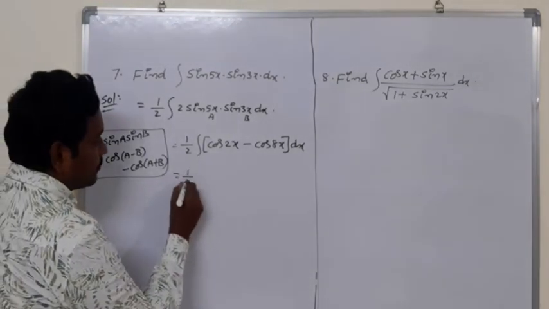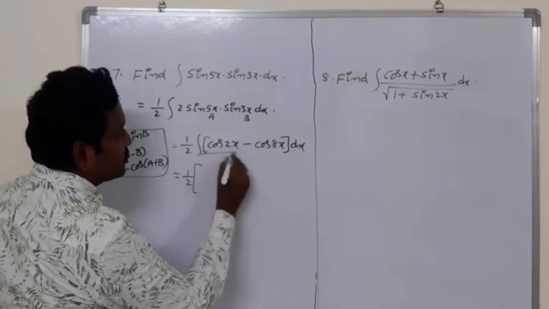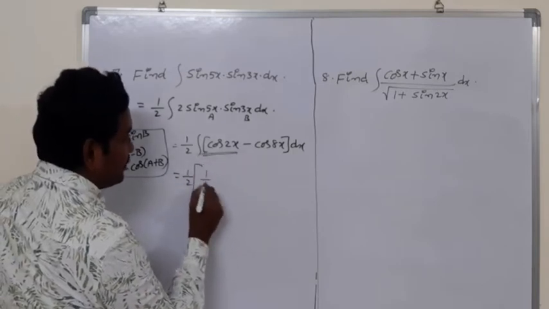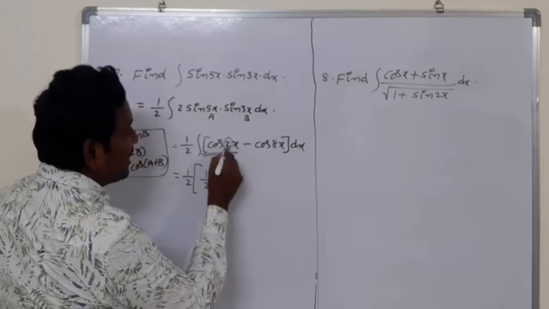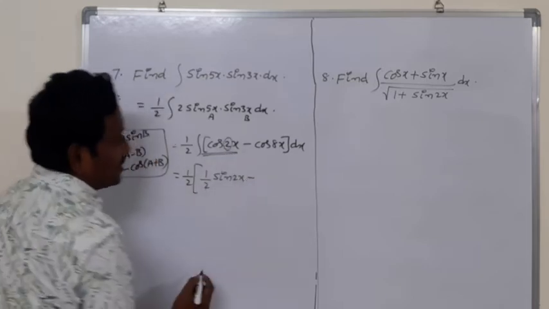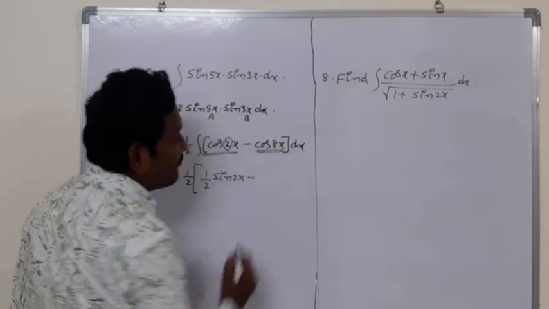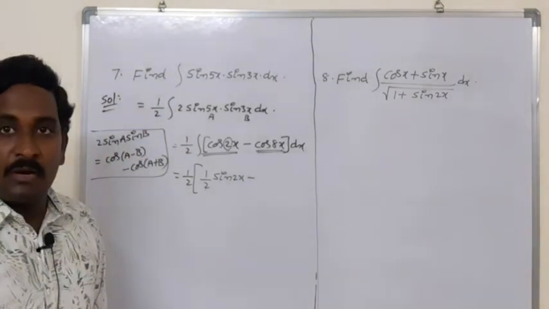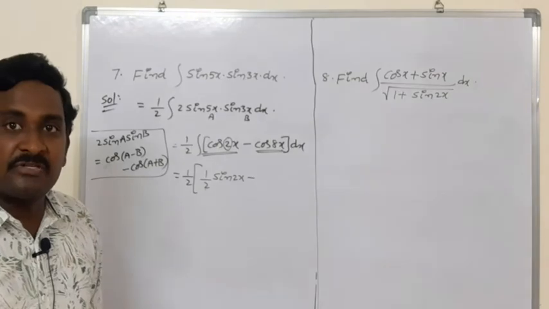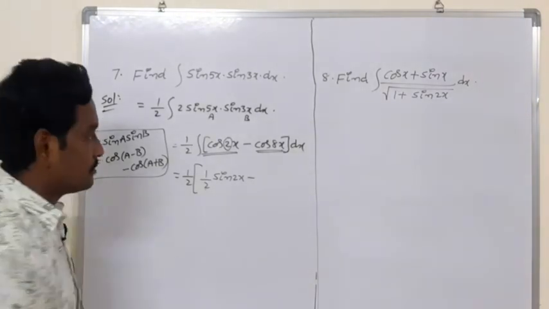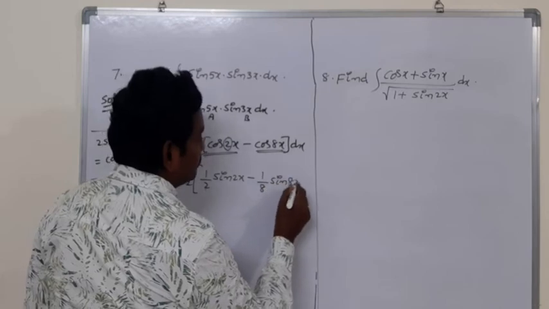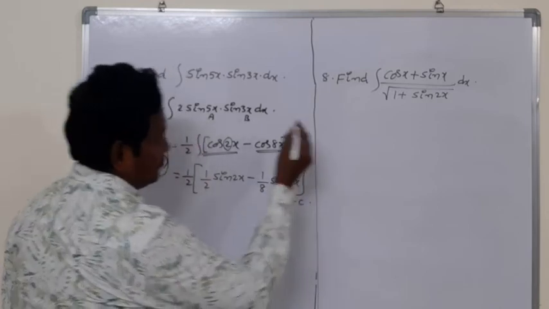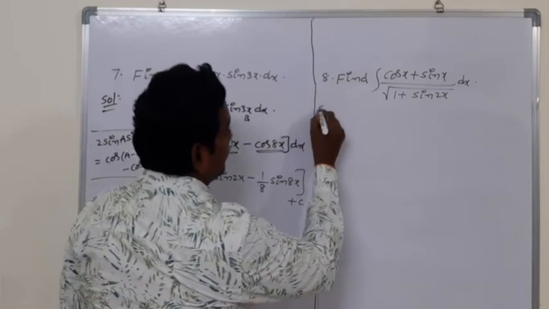Half into, what is integration of cos 2x? Half into sin 2x. You should write coefficient of x in the denominator. Minus, here also what is the integration of cos 8x? 1 by 8 into sin 8x. Otherwise you can write sin 8x by 8. Both are right. Plus c.